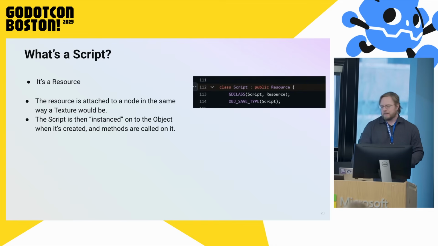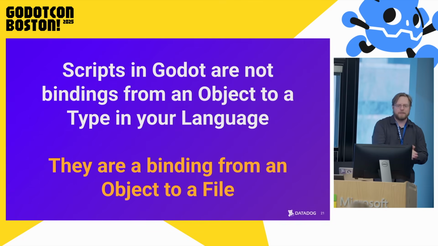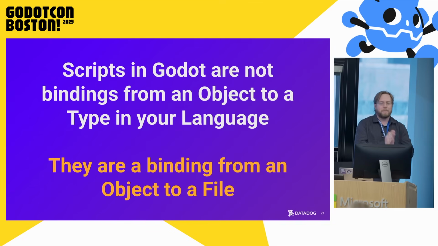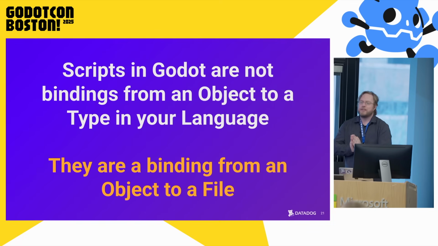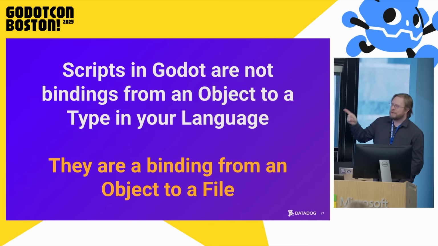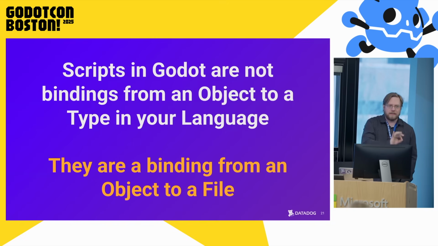Okay? So the main thing to know here is that scripts in Godot are not bindings from an object to a type in your language. They are bindings from an object to a file. If anybody uses C# in Godot, they know that there's a restriction that you can only have one type per file. This is why. If your language supports doing multiple types in a single file, you need to figure out a way to create a mapping between the file name that Godot is going to ask you for and the type.